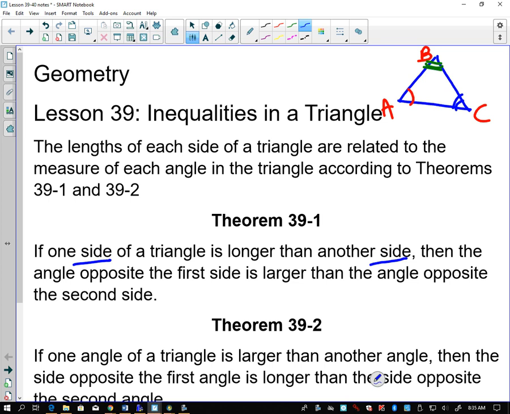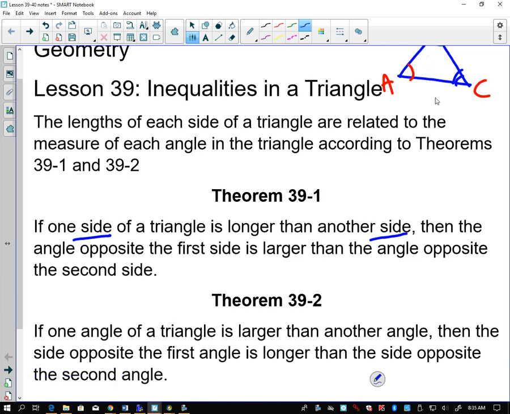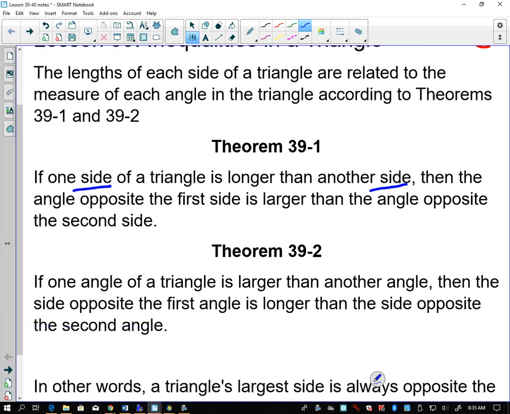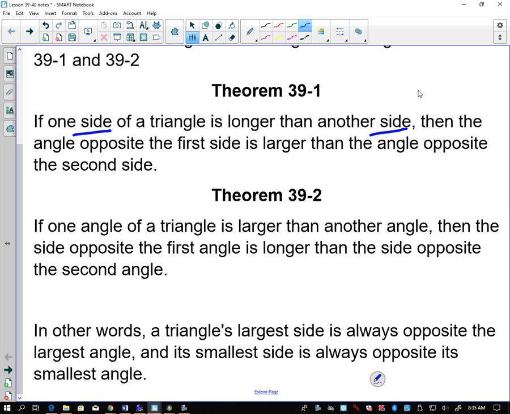Right, and that's what theorem 39-2 says. It basically says the reverse. If we're looking at angle measures, Jordan, wake up. Come on, stay with me here. All right. I know, but I like to have eyes open.